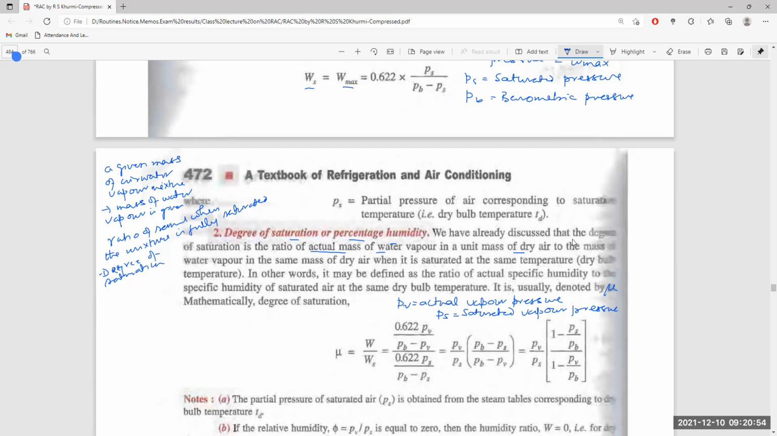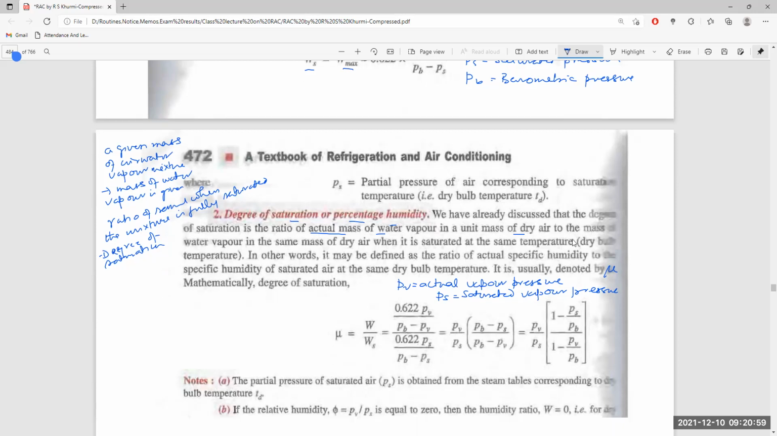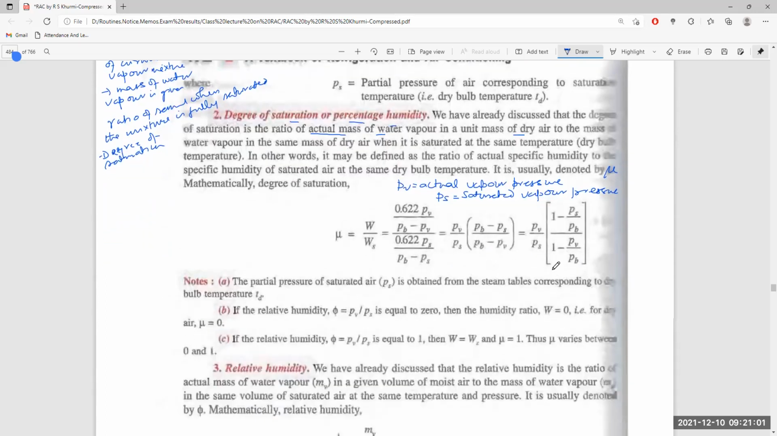The partial pressure of saturated vapor is obtained from the steam table corresponding to the dry bulb temperature. So for the saturated vapor pressure, we have to know the dry bulb temperature and the corresponding saturated vapor pressure.